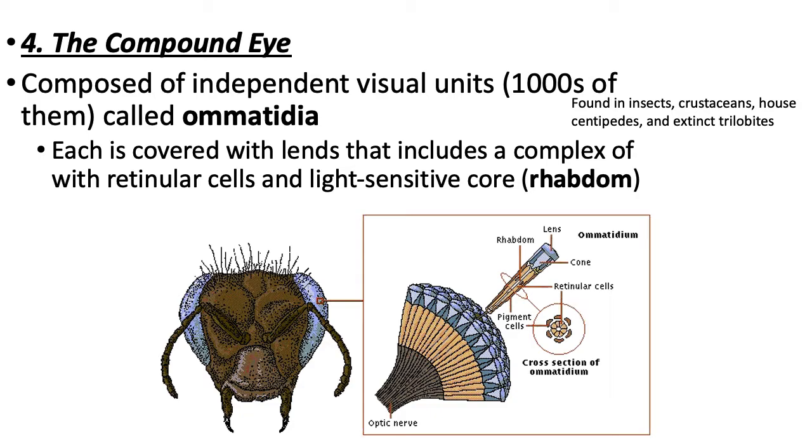Okay, another key innovation or characteristic of arthropods is the compound eye, composed of individual visual units, thousands of them, called ommatidia. We find them in insects, crustaceans, house centipedes, and the extinct trilobites. Each one is covered with a lens, that's a typo, lens, that includes a complex of retinular cells and a light-sensitive core called a rhabdom. So this entire thing is the ommatidium, just looking at one little individual unit here. Okay, and there's the rhabdom right there.